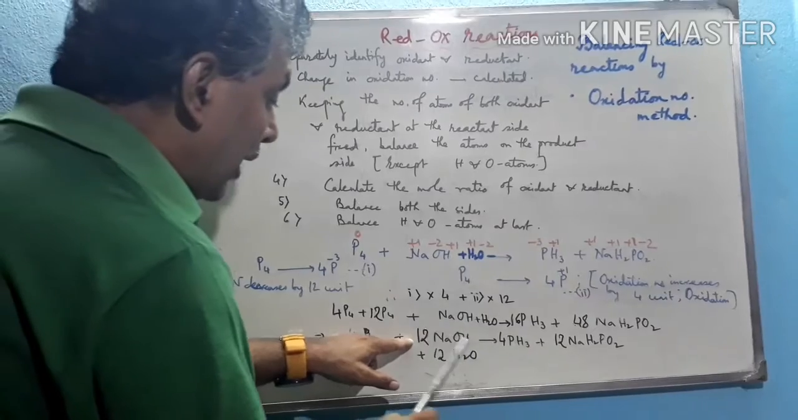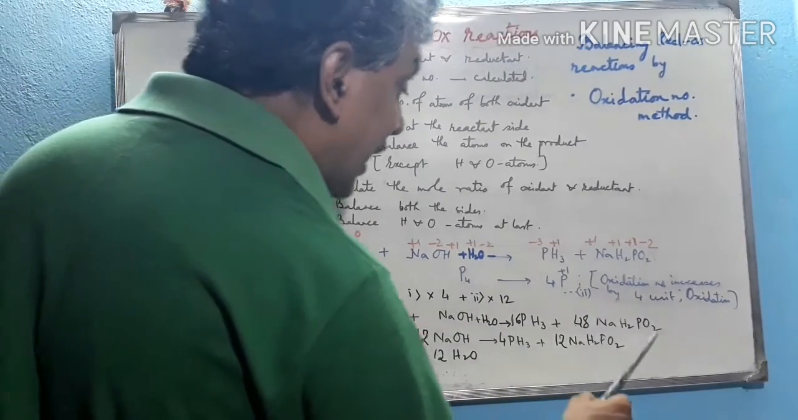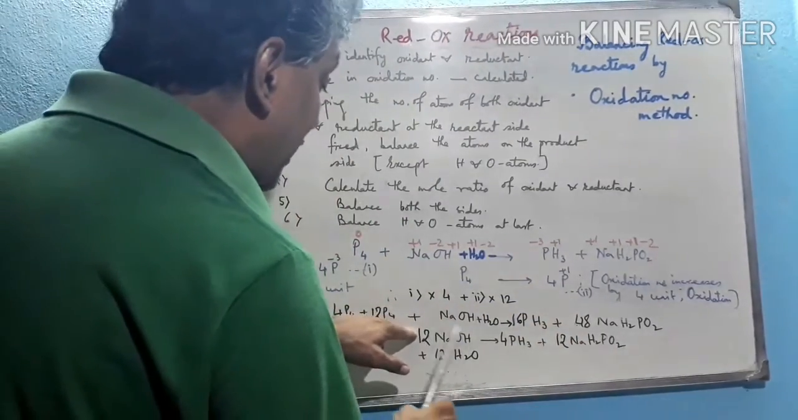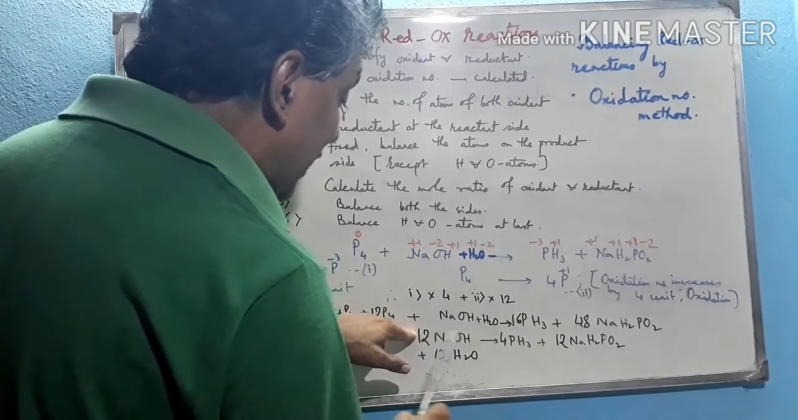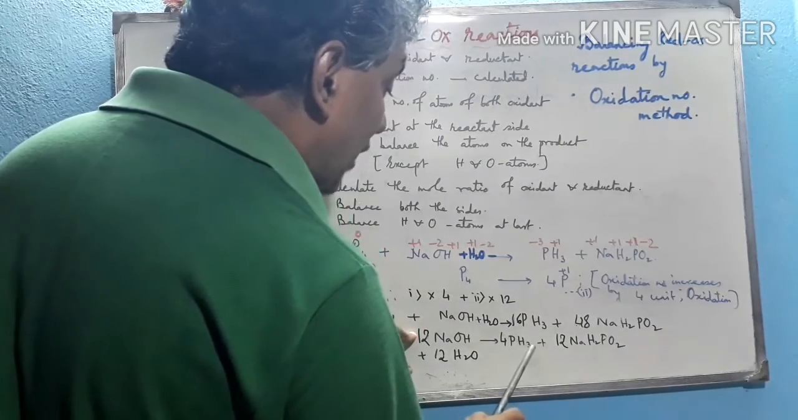Here there are only 12 sodium atoms on the right-hand side. So to balance this sodium, we have to multiply sodium hydroxide by 12, so it becomes 12 NaOH. Now how many hydrogen atoms are there? 12 hydrogen atoms, but here 24 plus 12, 36.